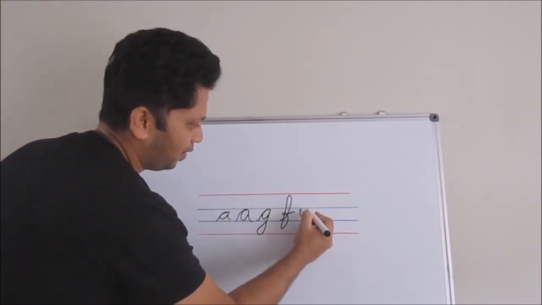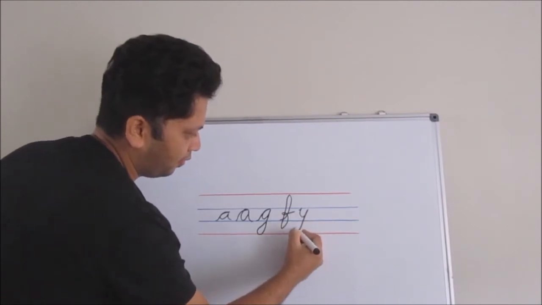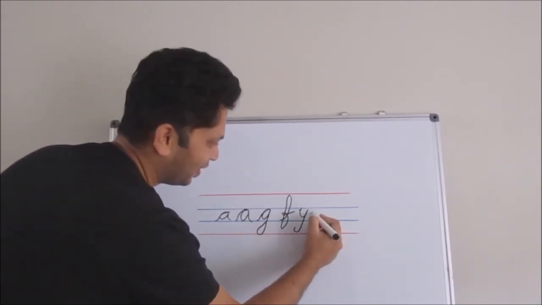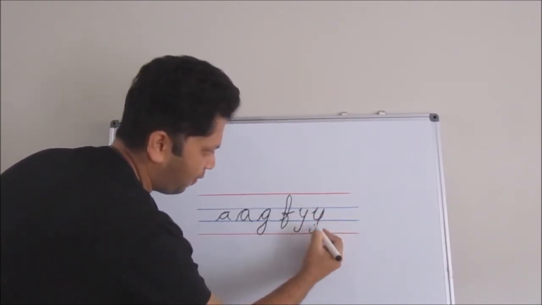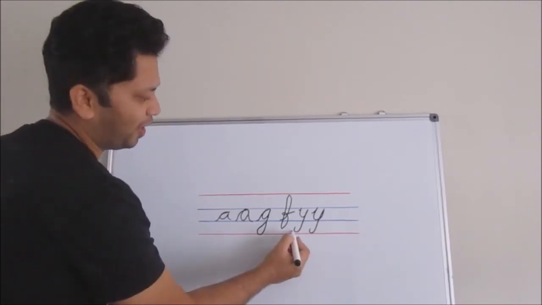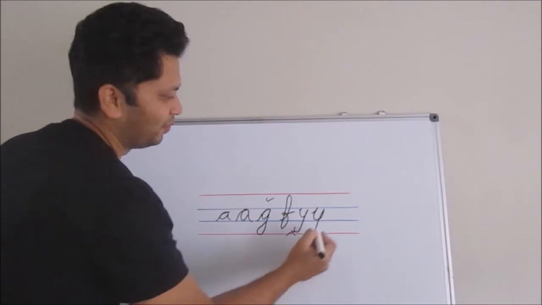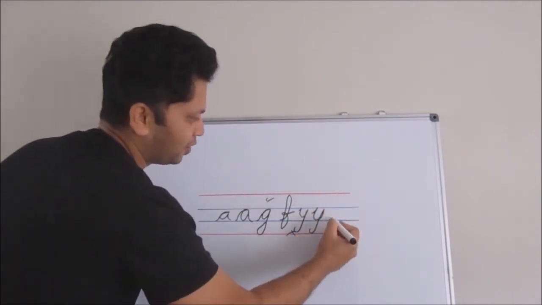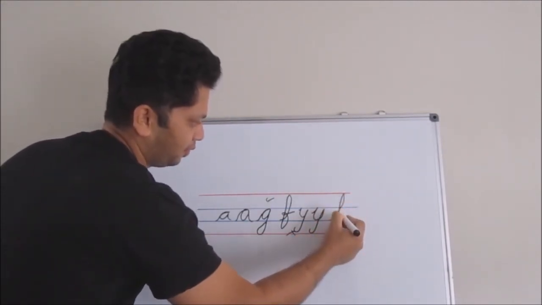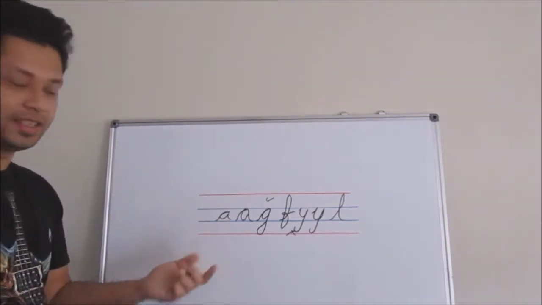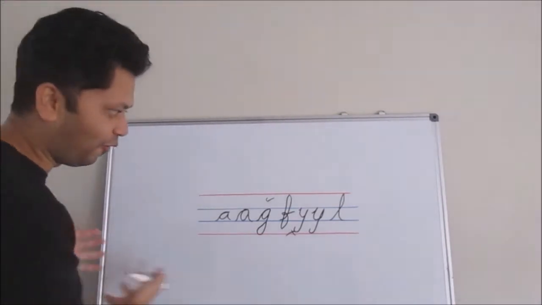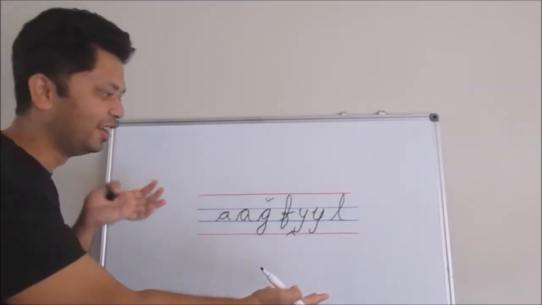So for example, this is wrong. Y would be like this. We won't get marks for this one. G would be like this, and any alphabet which is going up used to be like this. So that's the four-lane writing we learned for English.